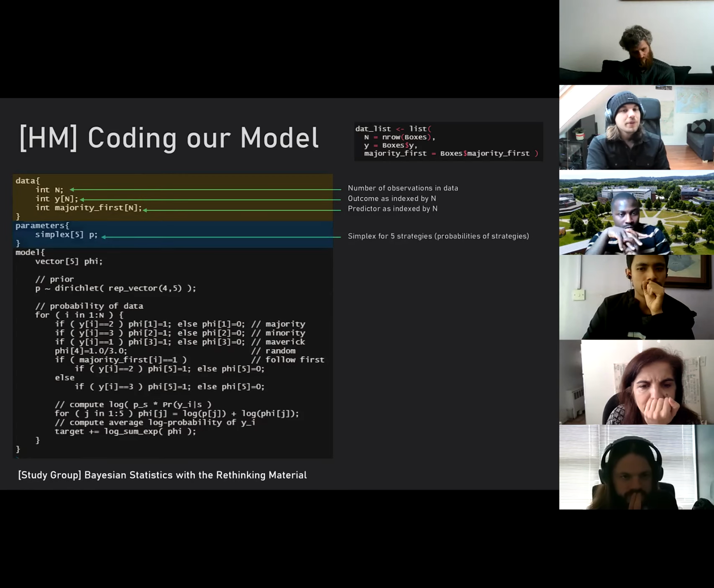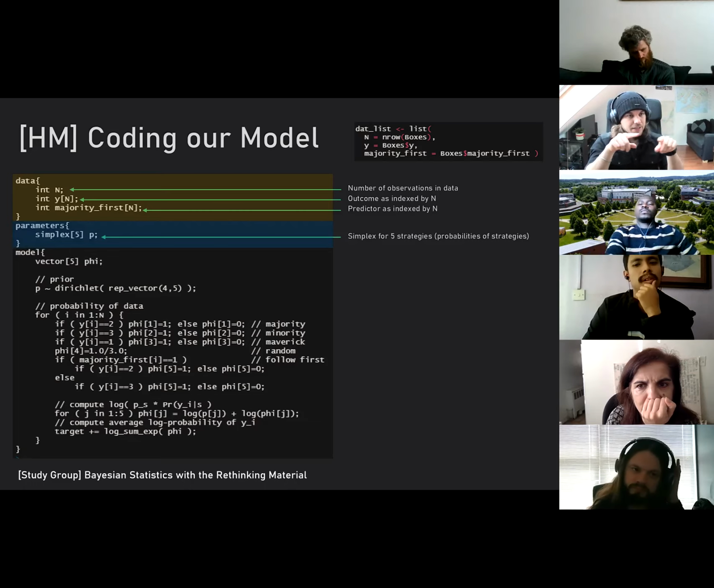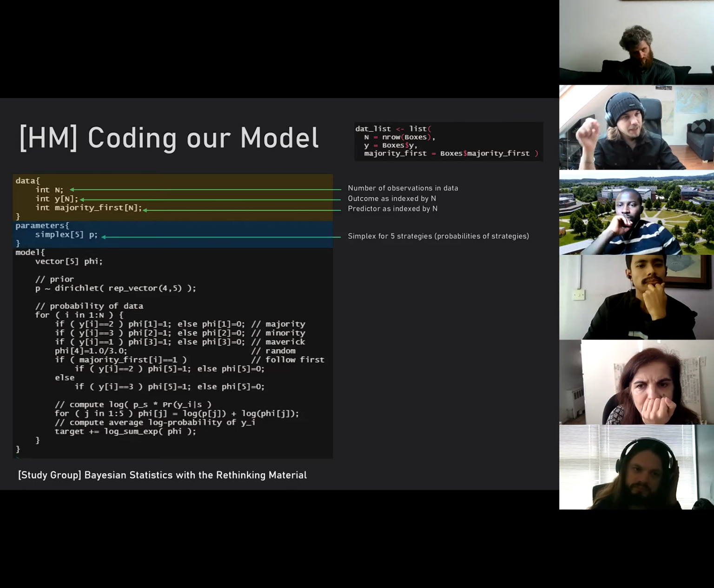Next in our Stan model, we get a parameters block. In the parameters block, we put everything that needs to be estimated. In this case, just the simplex for our 5 strategies, which should hold the 5 probabilities of our 5 strategies. That's why we say this is a simplex, it is of length 5, and we call this p.